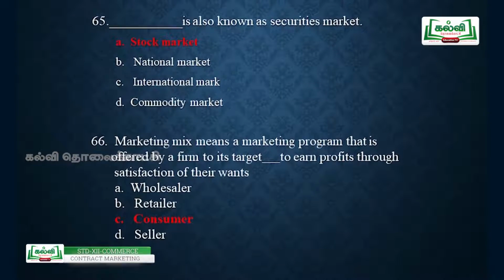Then next one, 66. Marketing mix. Next we pass on to the marketing chapter. Marketing mix means a marketing program that is offered by a firm to target dash to earn profits through satisfaction of their wants. Option A, wholesaler. Option B, retailer. Option C, consumer. Option D, seller. We all know the wholesaler purchases products in bulk from the producers. Retailer deals directly with the consumer. Consumer is the king of marketing, for whom all the products are produced. Seller deals directly with consumers, purchasing from wholesalers and retailers. The main target here is option C, consumer.